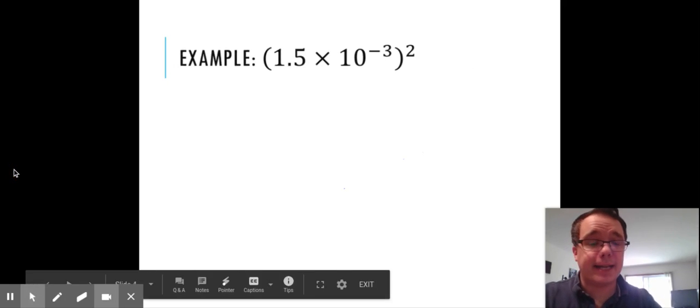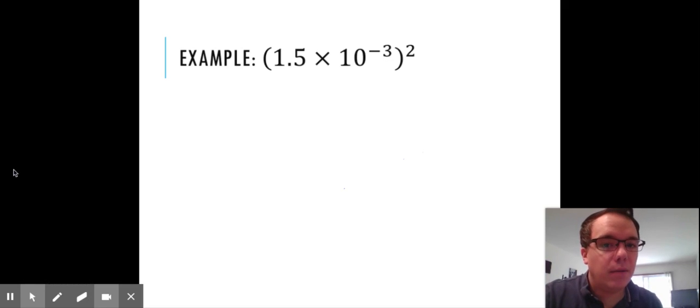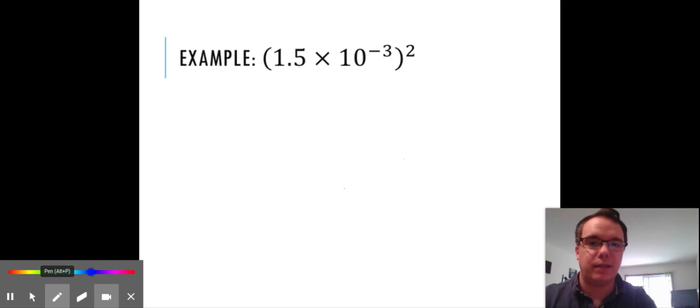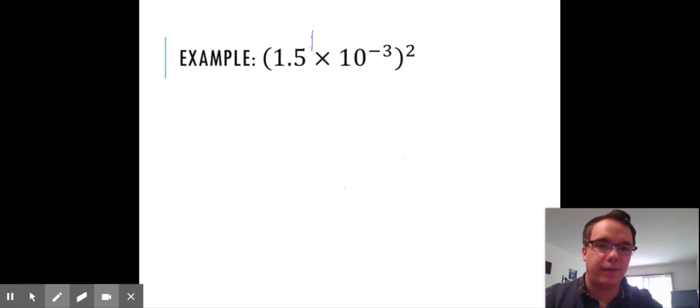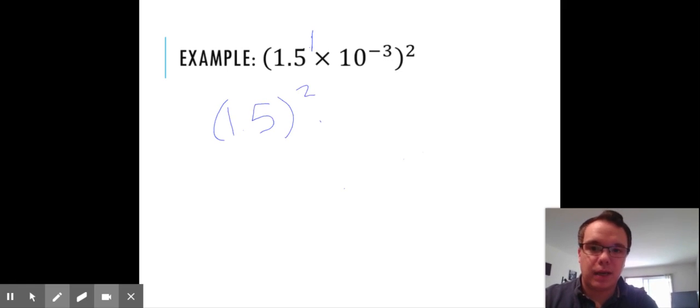All right. Our second example for multiplying is actually taking a number in scientific notation to a power. So we're going to take 1.5 times 10 to the negative 3 and square it. So we're going to use our power of a product rule and go ahead and multiply that exponent outside by everything inside. So remember, there's a hidden exponent of 1 on our 1.5. So if we multiply those exponents, we get 1.5 squared times 10 to the negative, and negative 3 times 2 is negative 6.